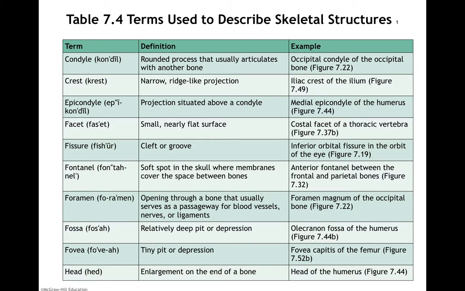Some that we'll see a lot are condyles, which are processes that articulate with another bone. Facets are flat surfaces that are part of the articulations with other bones. Fissure is a cleft or a groove. Fontanelle is a specific structure in the fetal skull and newborn skull. And when we talk about the head of a bone, we're talking about one of the epiphyses of a long bone. Foramen will come up a lot. That's a hole going through a bone.